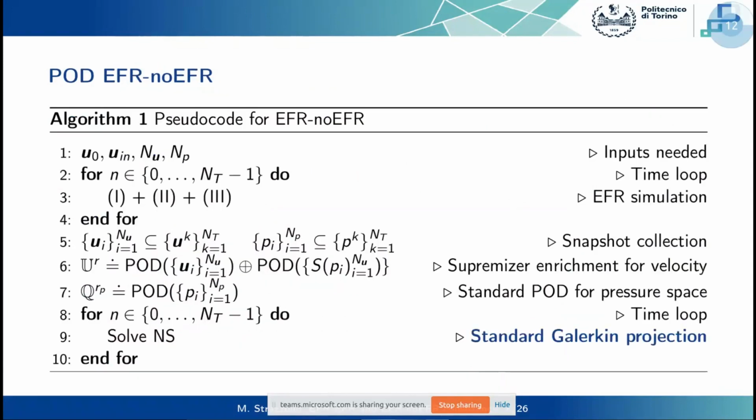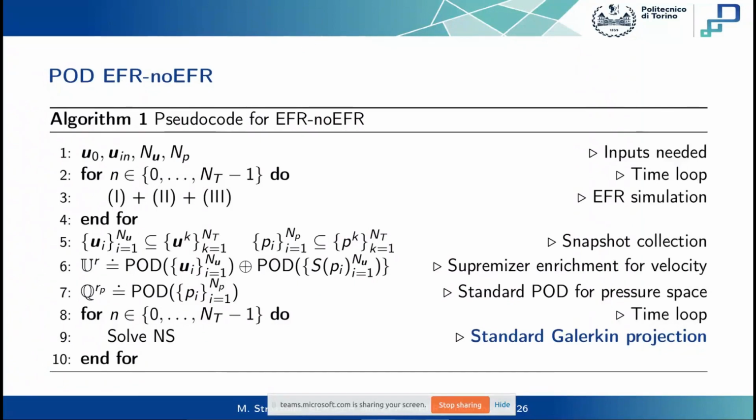Now, as I told you, you can apply the POD. Here there is a pseudocode for the POD for the evolve, filter, and relax problem. But then at the online phase, you can solve the standard Navier-Stokes equation. So you are not regularizing at the online phase, but only solving the Navier-Stokes equation. And this algorithm is called EFR, no EFR.